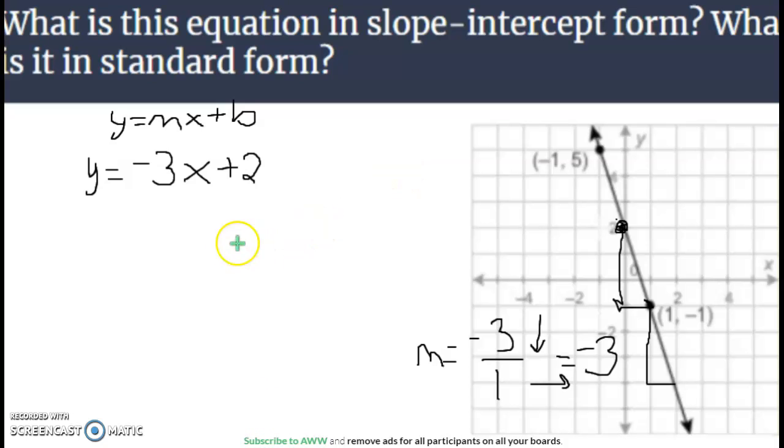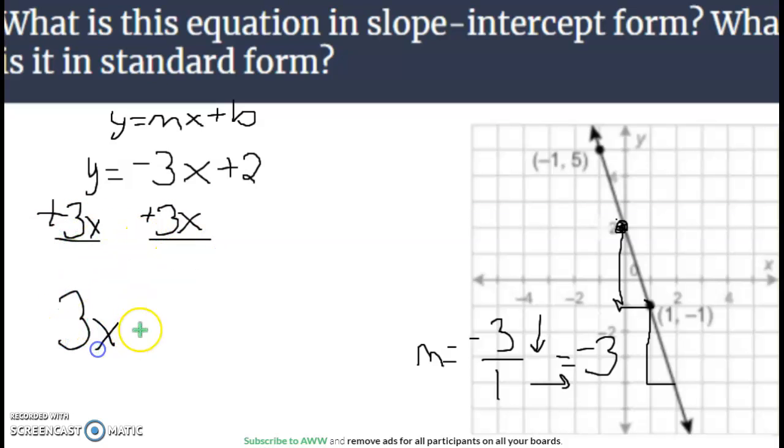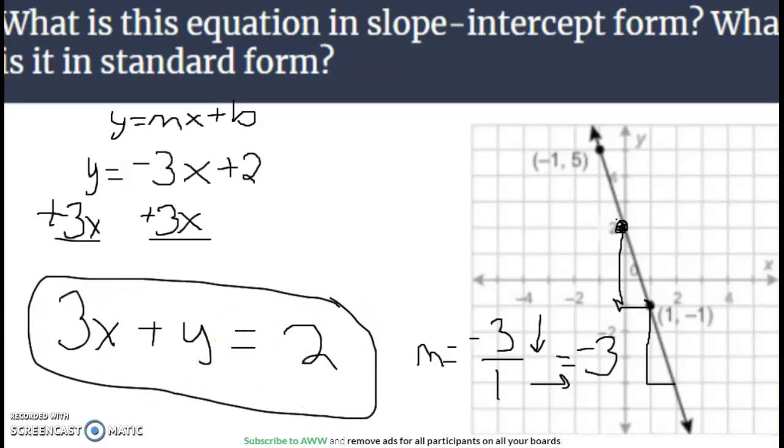I want to convert it to standard. In order to put it in standard, I need all the x's and y's on one side, and I can do that with one easy step, and I'll be done. Add 3x to both sides. And there we are in standard form: 3x plus y equals 2.